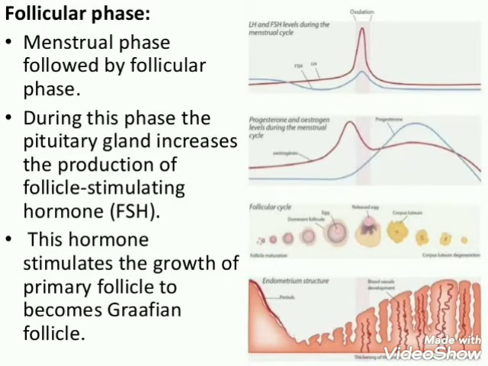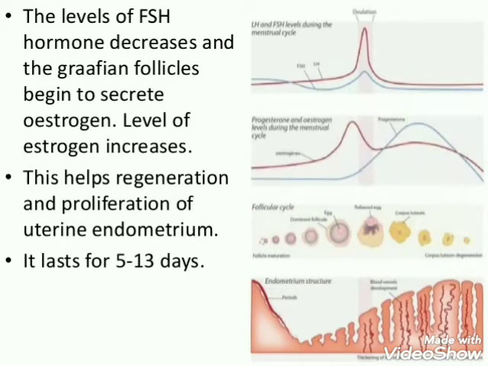The endometrium of the uterus starts regenerating due to the secretion of LH and FSH, that means luteinizing hormone and follicle stimulating hormone, which are released from the anterior pituitary, and the ovarian hormone known as estrogen. This particular phase lasts for about 10 to 14 days in a female. The level of FSH during the follicular phase decreases and the Graafian follicle begins to secrete estrogen. The level of estrogen increases at this phase, which helps in the regeneration and proliferation of the uterine endometrium.